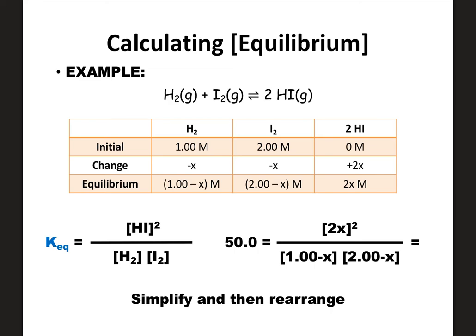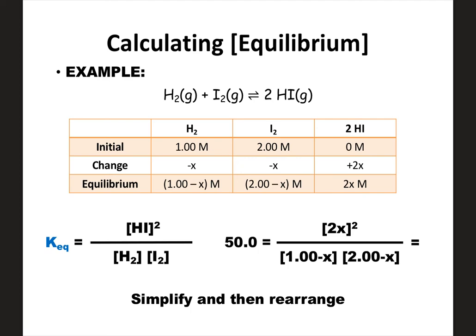So we do products over reactants. Pay attention that they're all gases. Don't forget that the coefficients become the exponents here in your KEQ expression. So this would be my KEQ for that reaction. Plug in what you know. In this case, we knew the KEQ. They told us that the KEQ was 50. Plug in your concentrations at equilibrium for each of the substances.